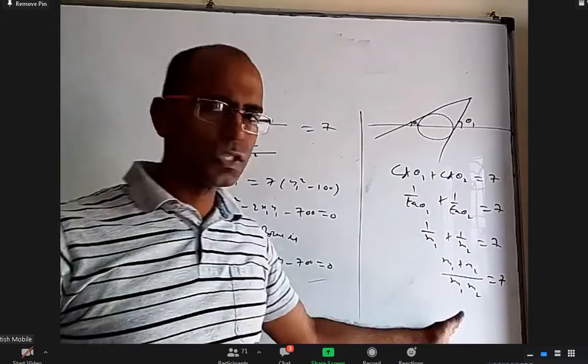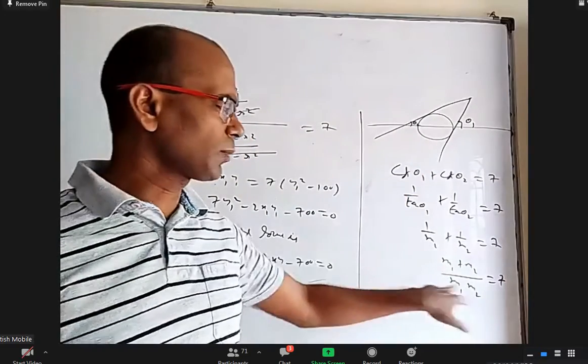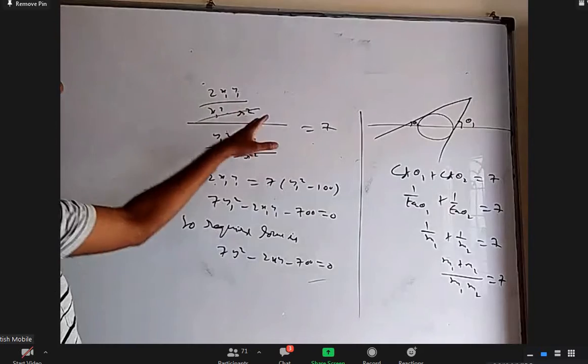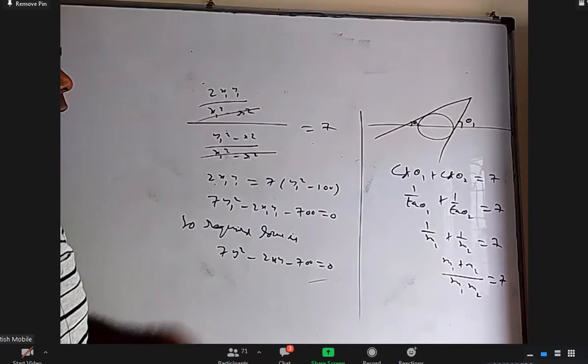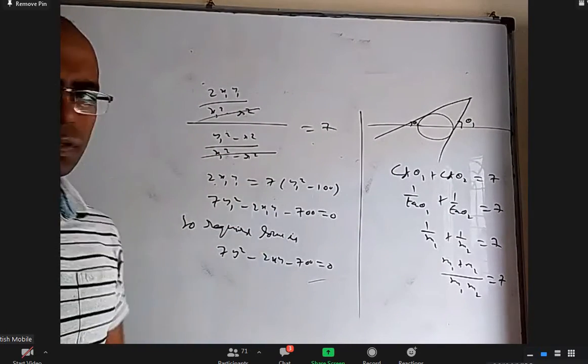First, you can write this and understand what I gave is M1 plus M2 by M1 M2. You know what is sum of the slopes from the previous question, product of the slopes, and you now simplify.